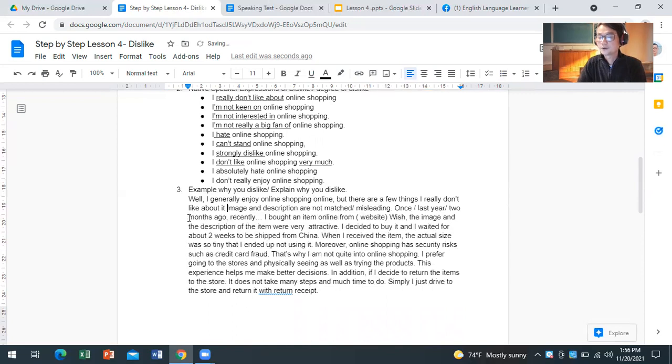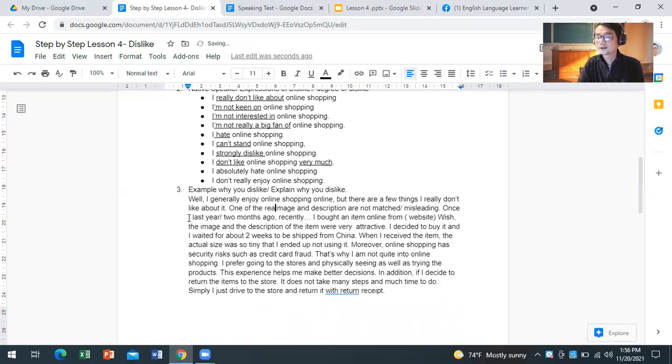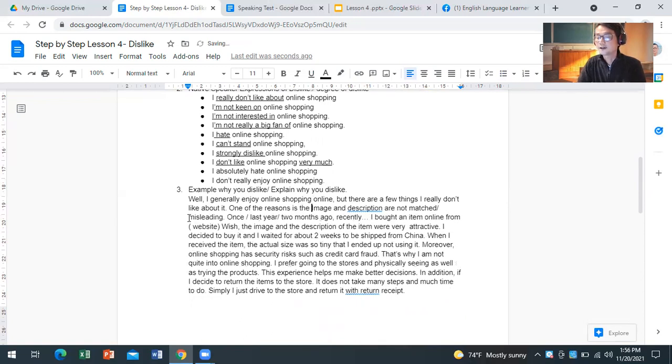Okay, so you explain the reason. One of the reasons is that the image and description are not matched or are misleading, right? So then you explain, you give an example, right?